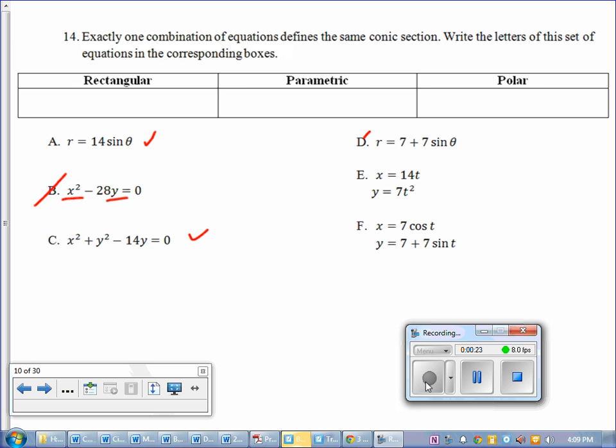D is some type of limacon. E doesn't make a circle because it doesn't have cosine and sine. So our three equations are A, C, and F. And let's just check to make sure they all make the same circle.